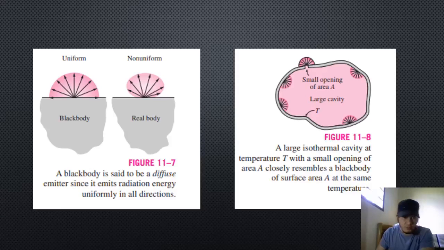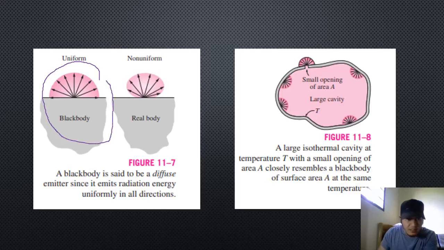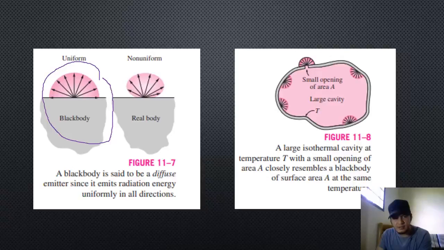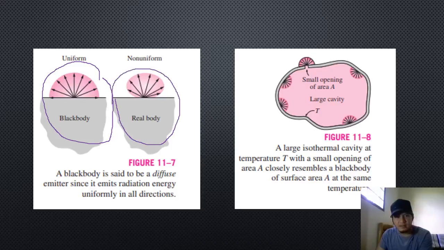From this picture, we can see the difference between the black body and the real body. The black body produces radiation uniformly. For the real body, the radiation is non-uniform. The black body is said to be a diffuse emitter since it emits radiation energy uniformly in all directions.